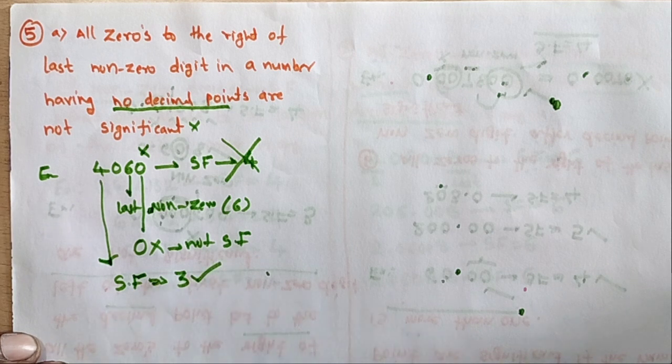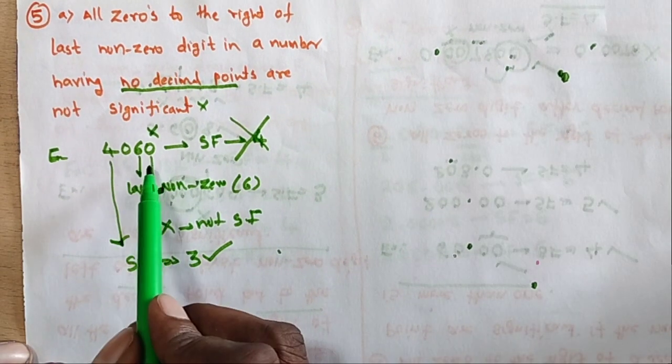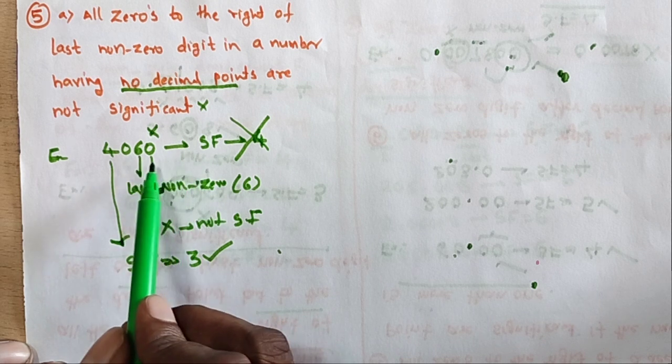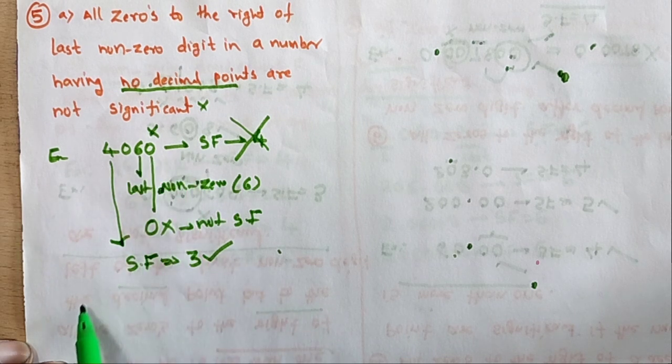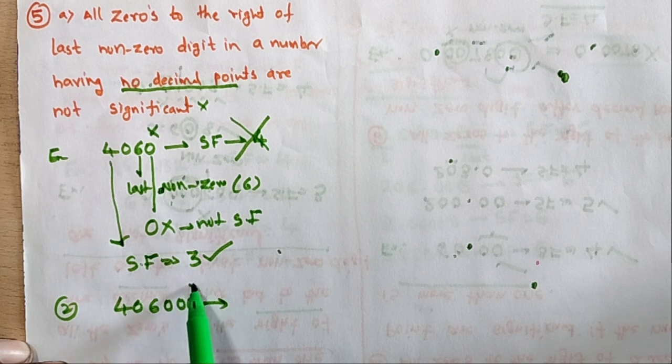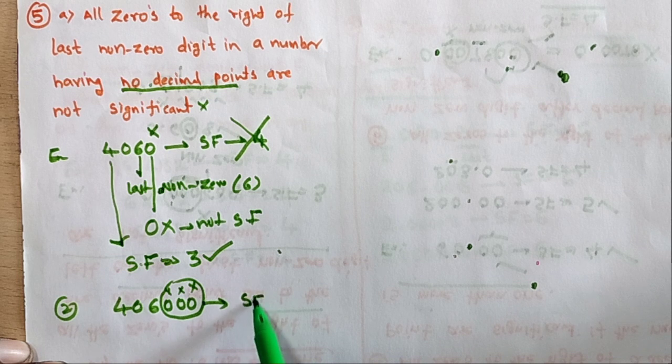All of you understanding? Okay, so in a number, the last zeros there are not considered significant figures. For example, second one, 406000, what is the significant figure? Okay, so this is 1, 2, 3, the zeros are non-significant figures. So its significant figure is equal to 3.